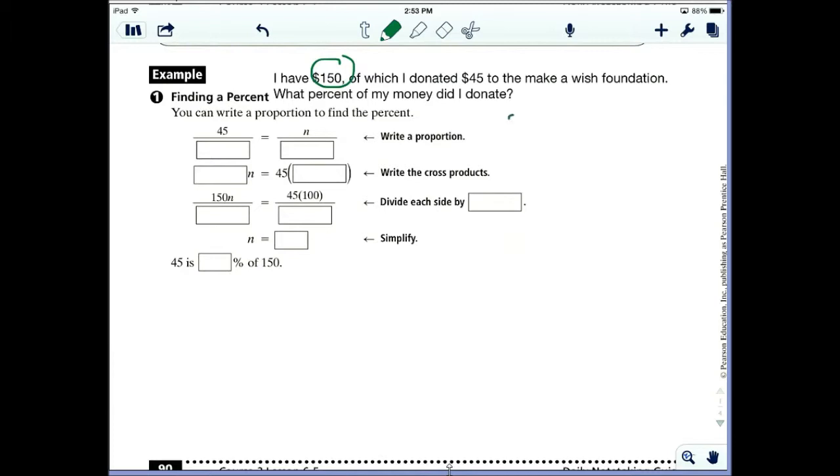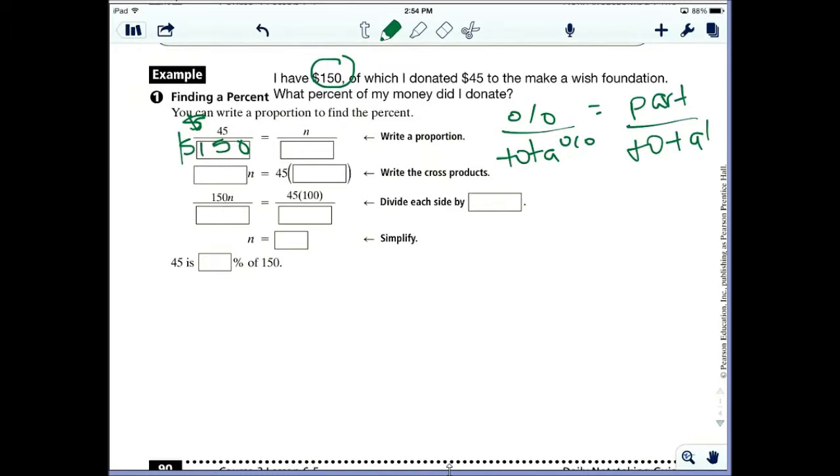Remember that when we were setting it up, we had said it was percent over total percent, and then the "is" over "of," or the part over the total. So my part in this case is the $45. My total, how much money total did I have, was the $150. N is what percent, I don't know, but I know that the total percent would have been 100%. If I had donated all of my money, I would have donated 100%.